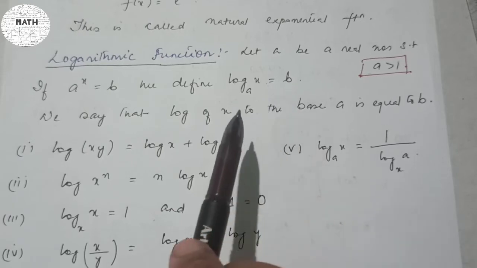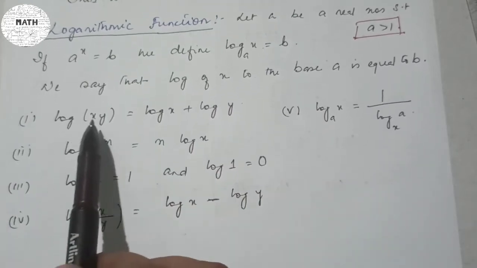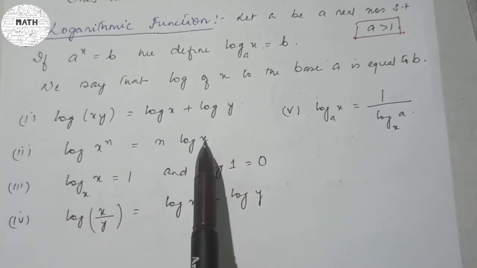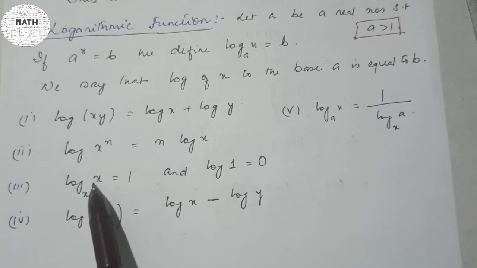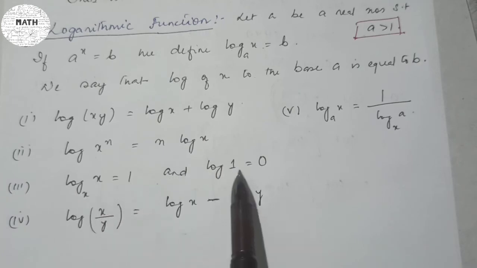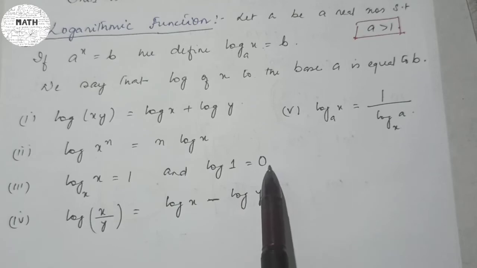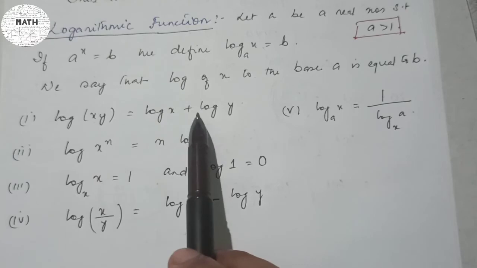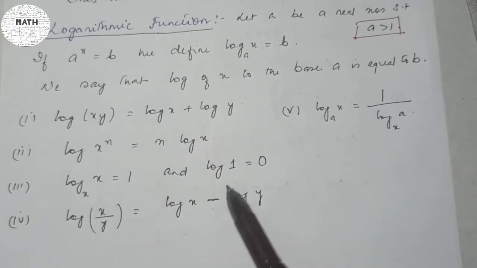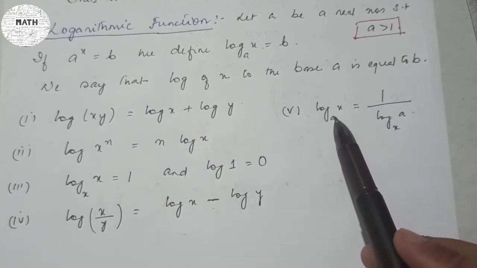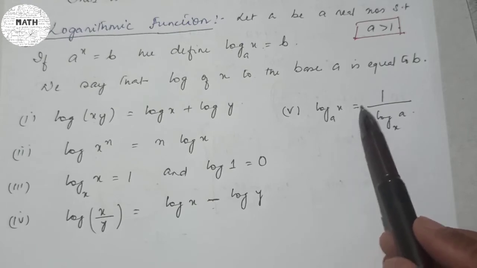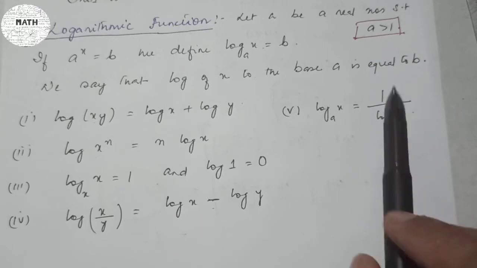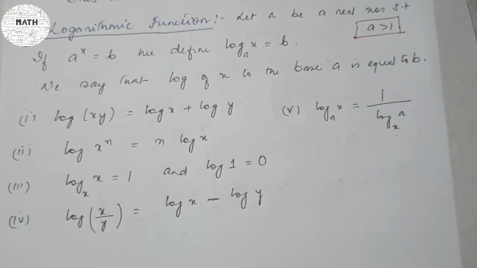Okay, under this logarithm function there are some simple formulas. The first one: log xy is equal to log x plus log y, log x to the power n is equal to n log x, log x to the base x is equal to 1, and log 1 is equal to 0. Don't forget, log 1 is 0. Similarly, log x divided by y is equal to log x minus log y. So multiplication means addition and division means subtraction. And lastly, log of x to the base a is equal to 1 divided by log of a to the base x. I hope you're clear. Okay, now after that comes the derivation.